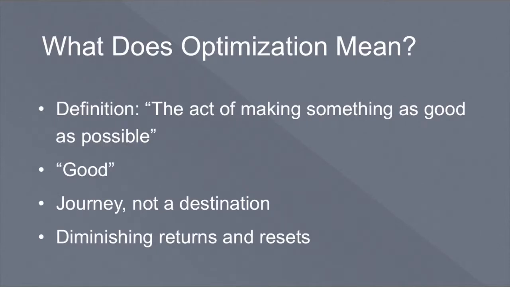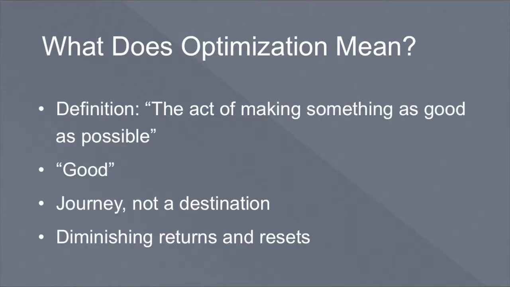So let's start. What do we mean when we talk about campaign optimization? Well, let's look at what the dictionary says. Dictionary says the definition is an act of making something as good as possible. It doesn't define what good means, just that it's the act of making something as good as possible. The dictionary implies almost that's a one-off event, but it isn't.